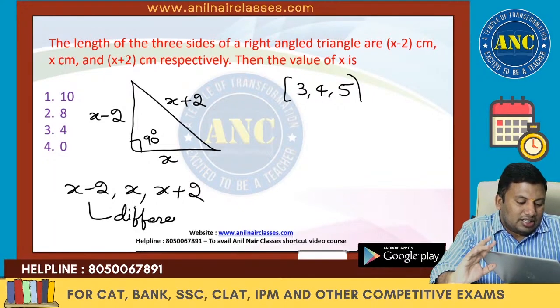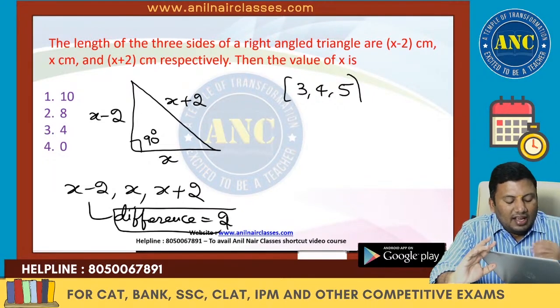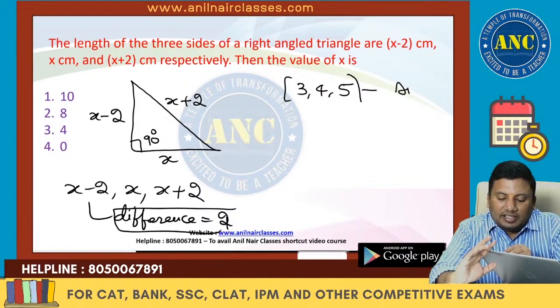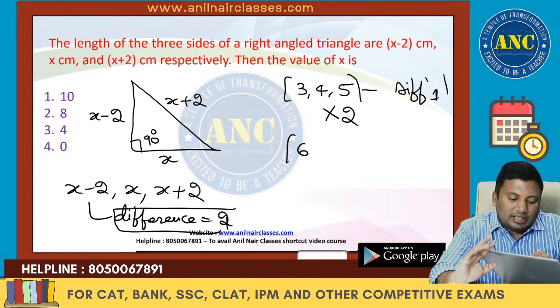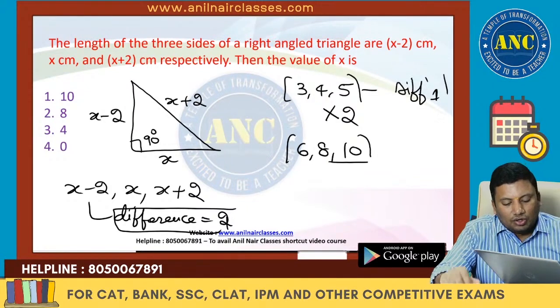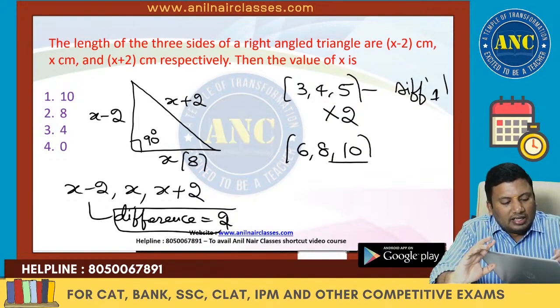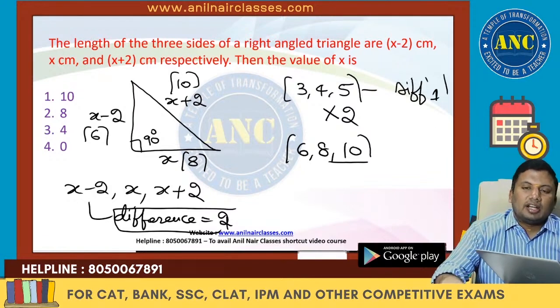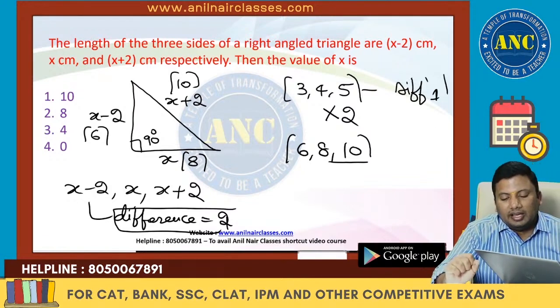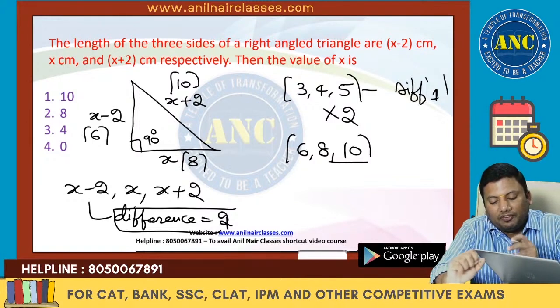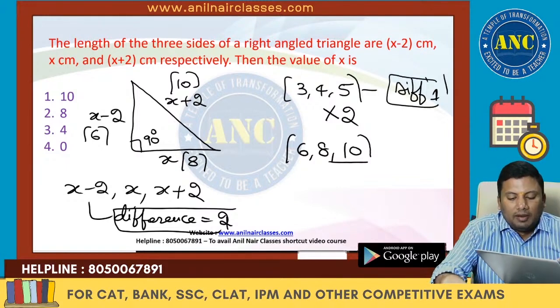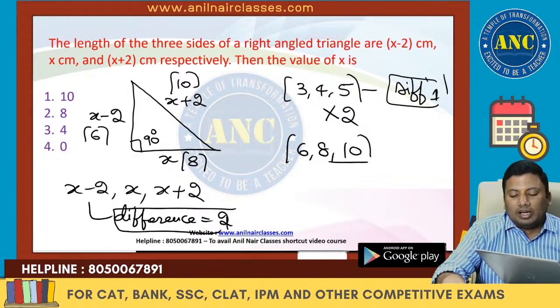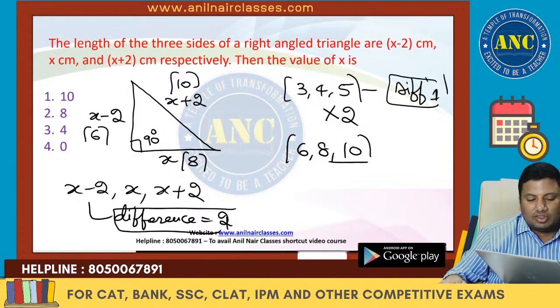When the difference is 1, it is 3, 4, 5, but I want the difference 2 units, so multiply by 2, answer is nothing but 6, 8, 10. So x value is nothing but 8. 8, 6, and it is nothing but 10. I hope the idea is clear.